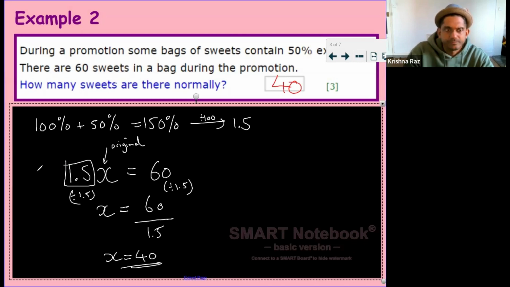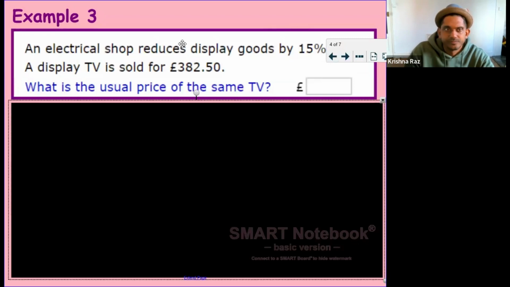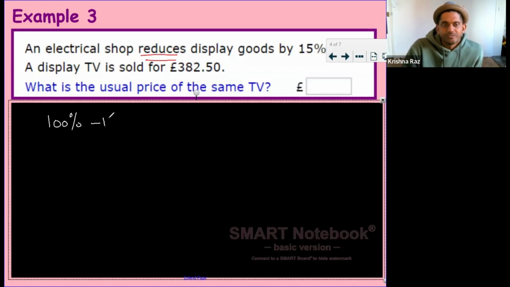Make sense? Let's just keep going until I run out of examples. Oh, there's a different one here. Let's read this. An electrical store reduces displays by 15%. All right, so we have 100% and we take away 15%. What are we left with? That's right, 85%.